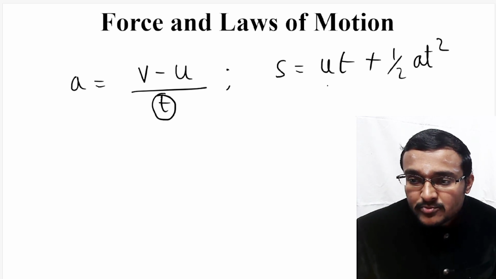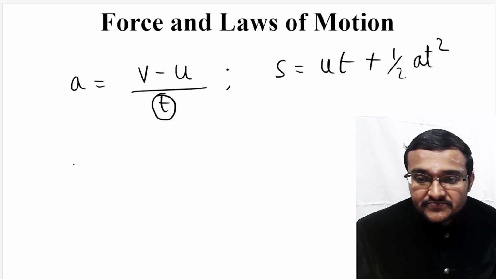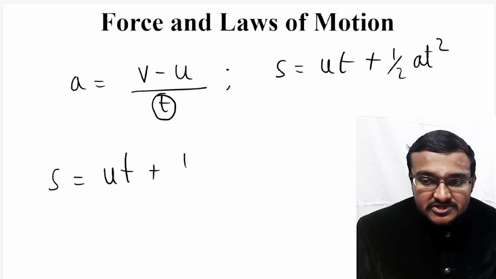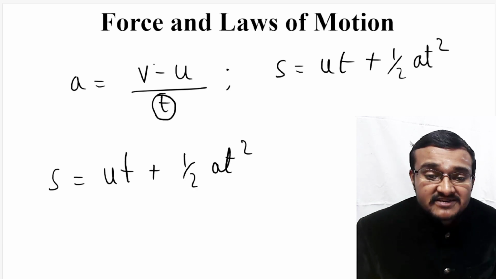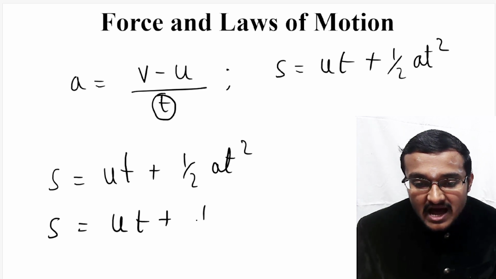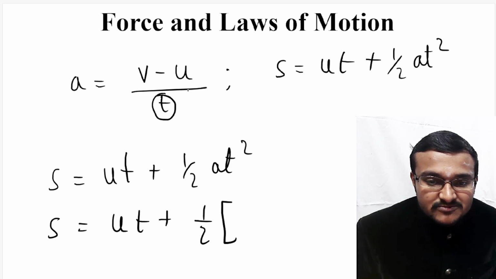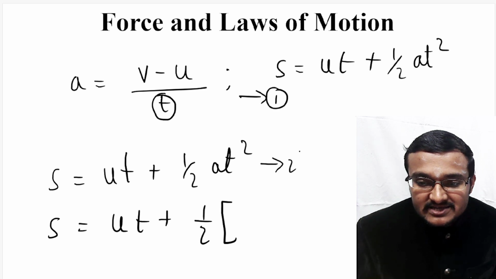So now, based upon this particular equation, you can calculate the time. So what is the time? Now I'll write the equation one more time, that is S = ut + (1/2)at². In the place of acceleration, we can write (v - u)/t. So S = ut + (1/2) times, in the place of acceleration. Let us call this equation 1 and this equation 2.